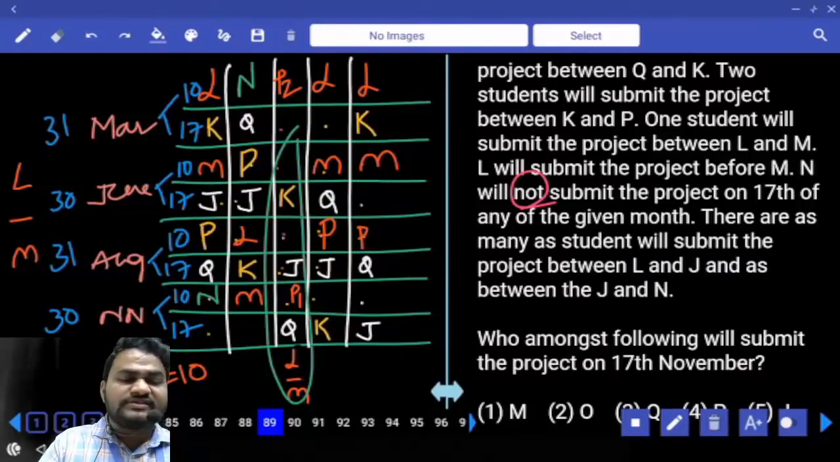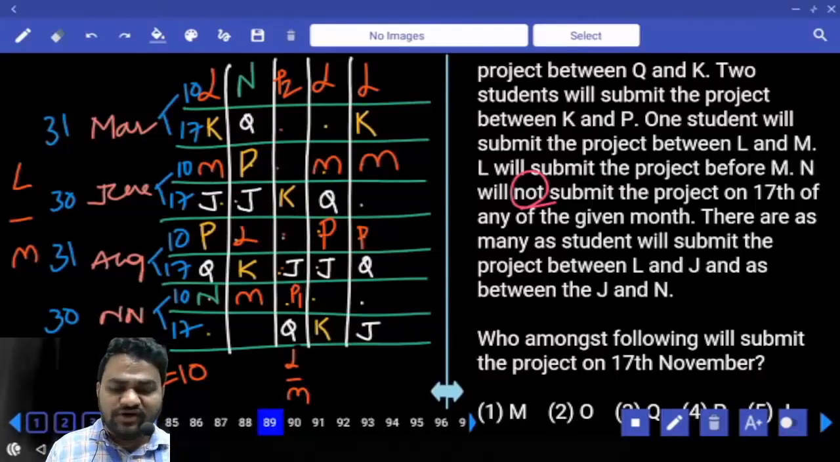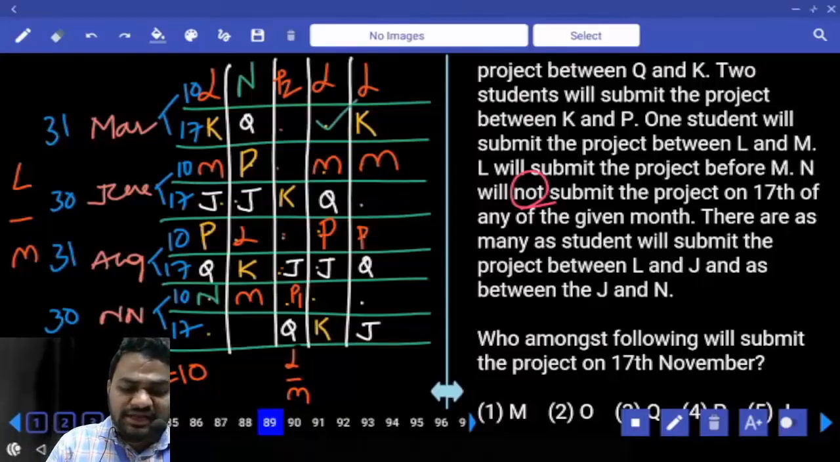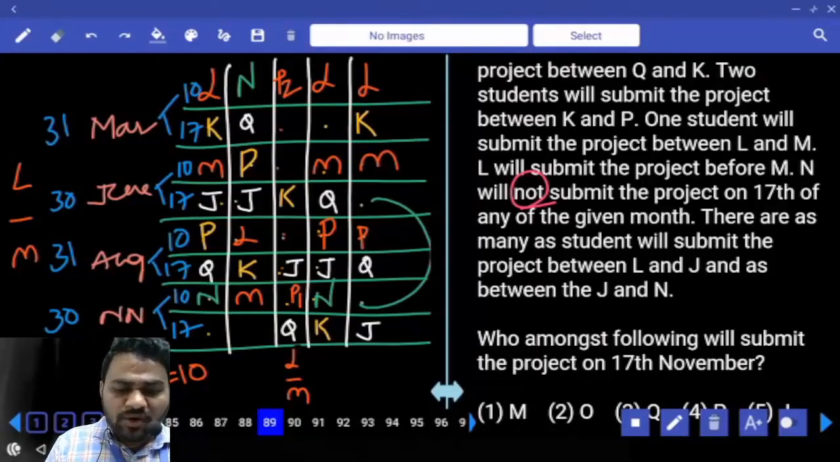As we have not fixed L and M, N cannot be fixed so far. Next, N another 10th, it is 17. So we need to fix N here. In these two dates, one is 17, but we need to fix N here.